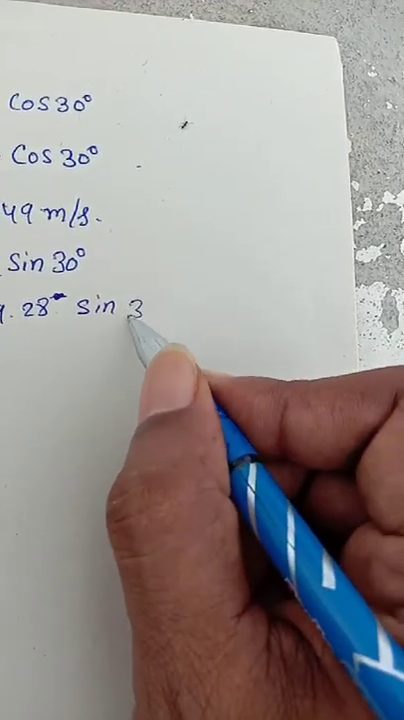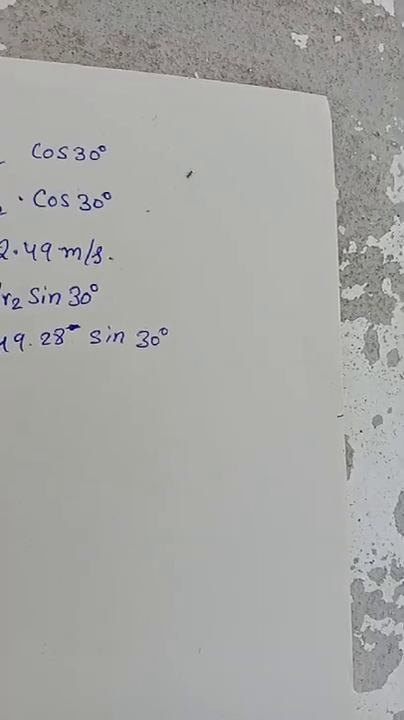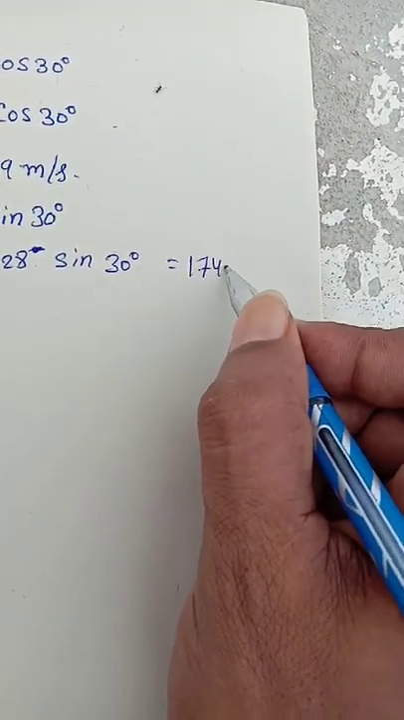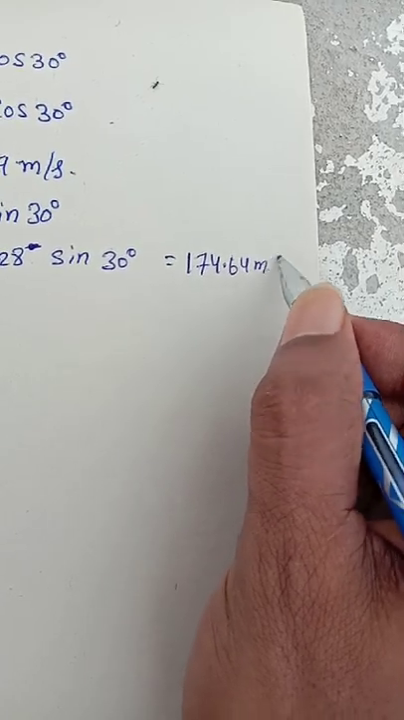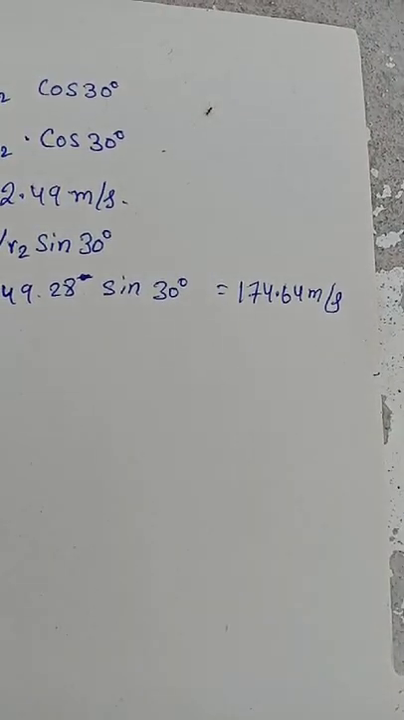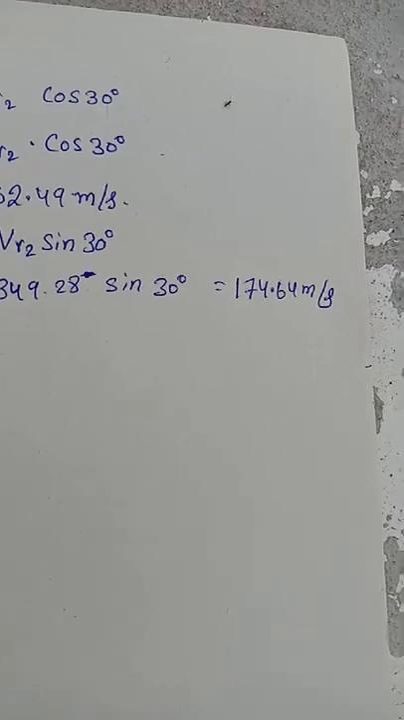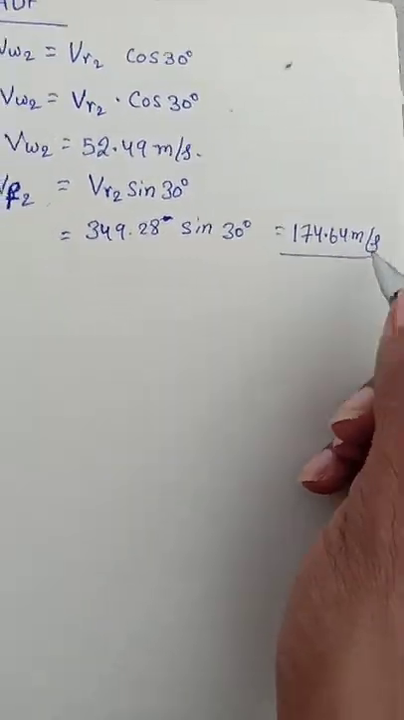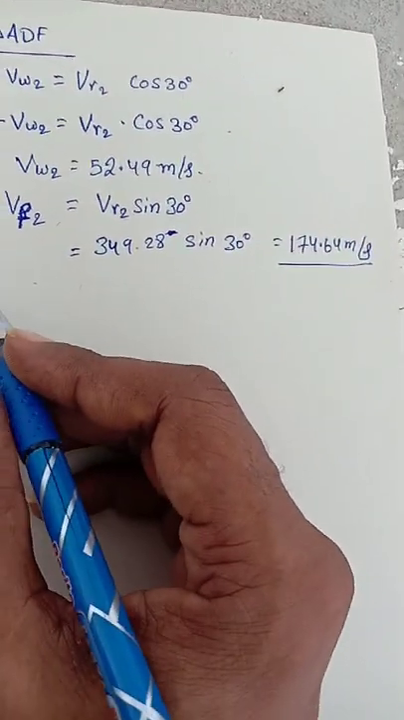We take sine 30 degrees, and then you calculate this. You can get 64 meter per second. So this is for Vf2. Now all the required values we have found.